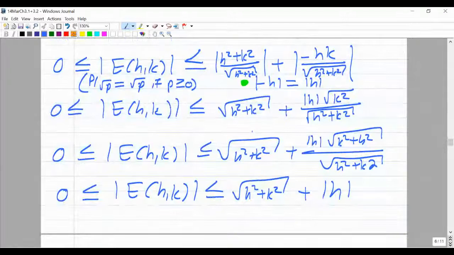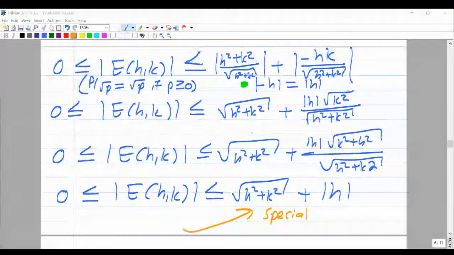Now, who can tell me why this right-hand side is special? There are many ways you can do it. The textbook plays with either h or k. Ben, it's not a polynomial, there are roots. Nope. Why is the right-hand side special? Why is this part special? Anybody?